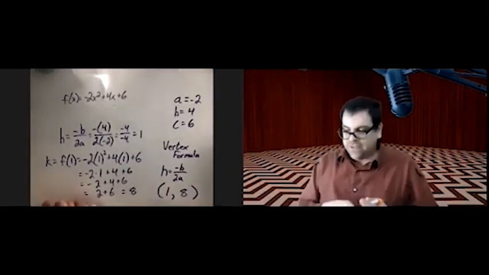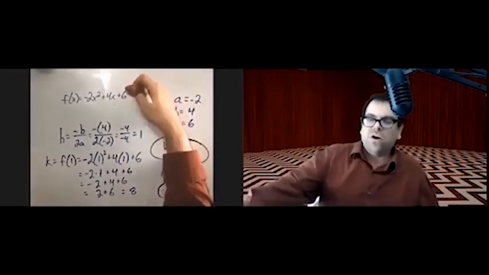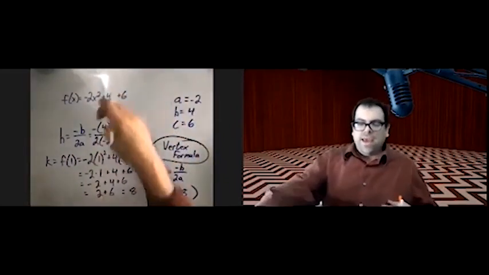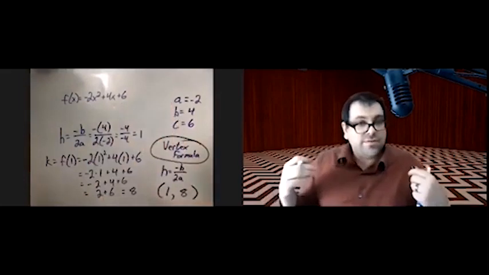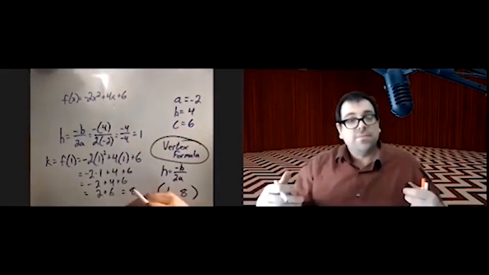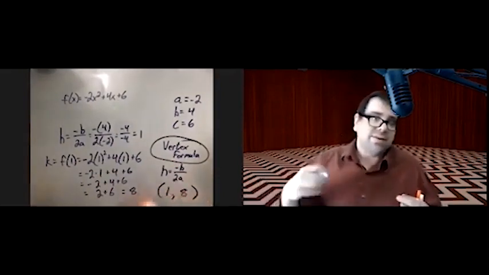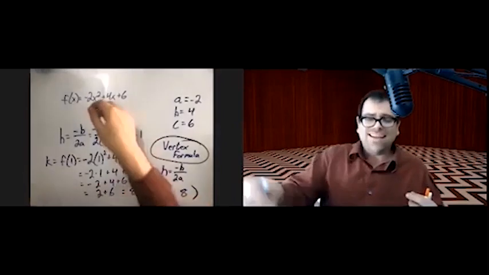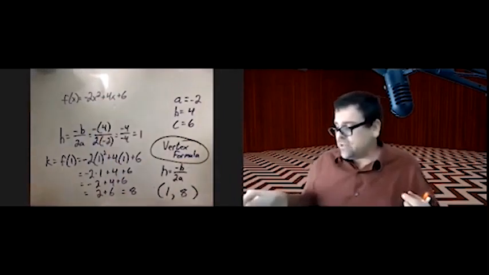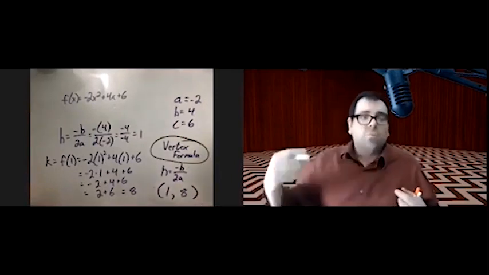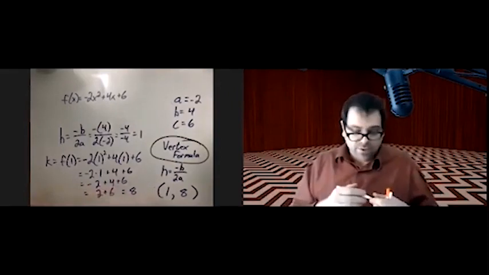It's good that we have this vertex formula, because otherwise, in order to go from ax squared plus bx plus c form to find the vertex, we would need it in vertex form. We would need to complete the square. So unless it specifically says, hey, convert this into vertex form, if it's just asking for the vertex, we can use the vertex formula. If it wants vertex form, we need to complete the square like we did with circles.